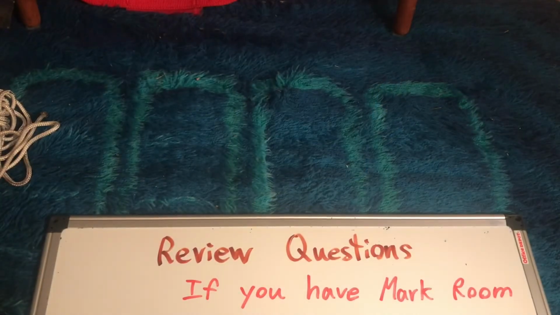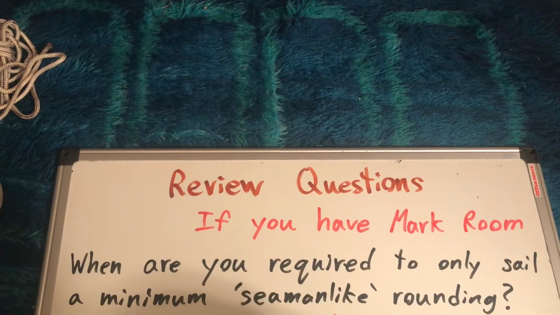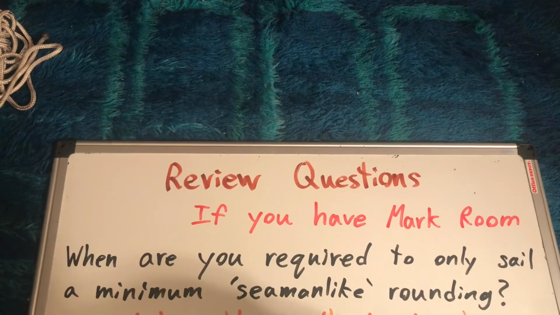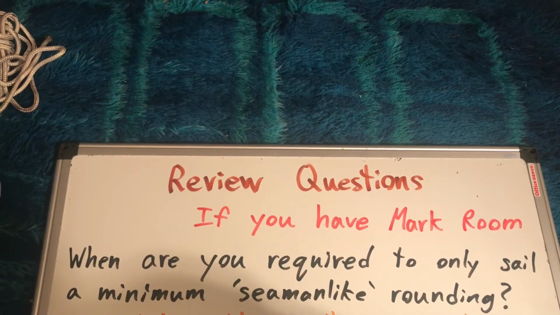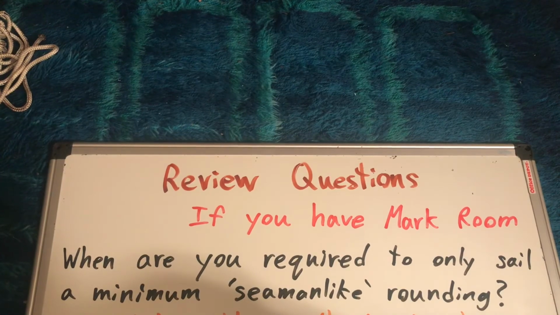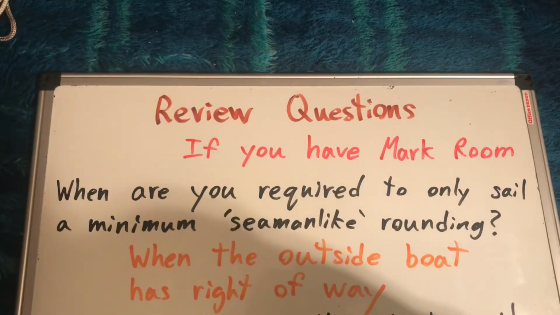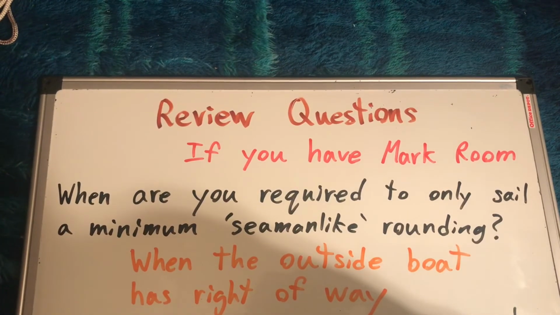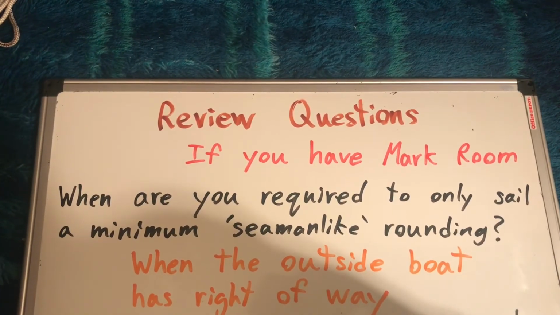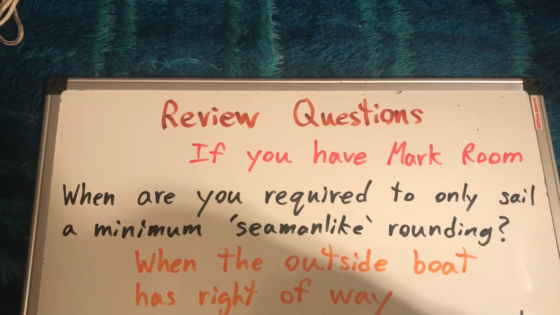To finish off, I have some review questions from the perspective of if you're the person with mark room. When are you required to only sail a minimum seamanlike rounding? I'll give you a second to pause if you want to think that through and see if your answer is similar to mine. Okay, and the answer: when the outside boat has right-of-way. You have mark room, so you're only allowed the minimum rounding as necessary to sail the course in a seamanlike way.